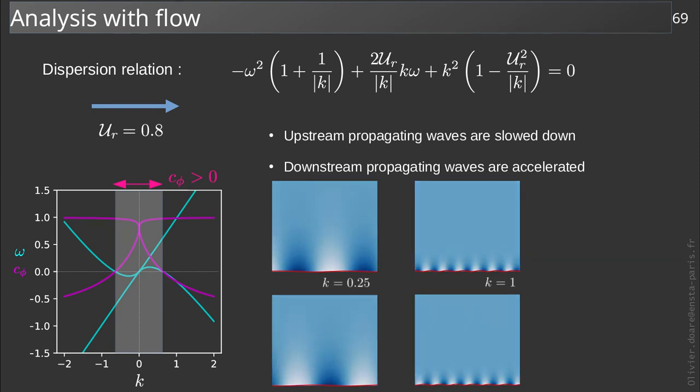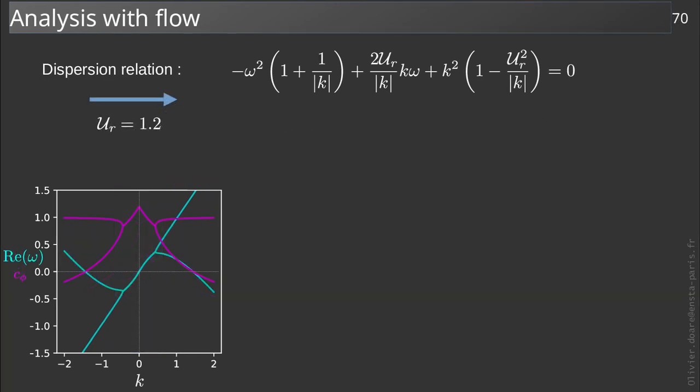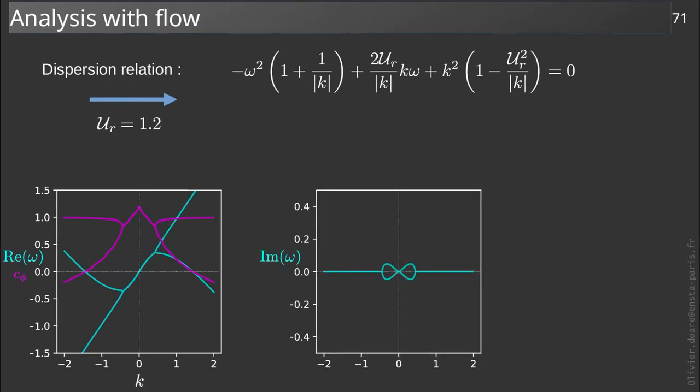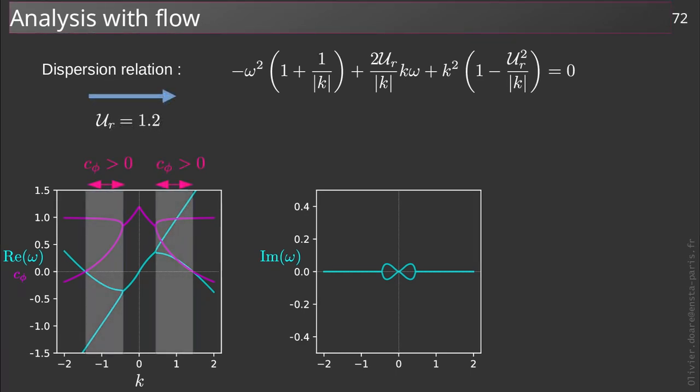Let us increase the velocity of the flow a little more. Let's take UR equals 1.2. Something remarkable appears. For certain values of the wave number, the frequencies are no longer purely real. They have an imaginary part drawn here. And we still have this range of wave numbers where no information goes up the flow. But this is no longer centered on 0.